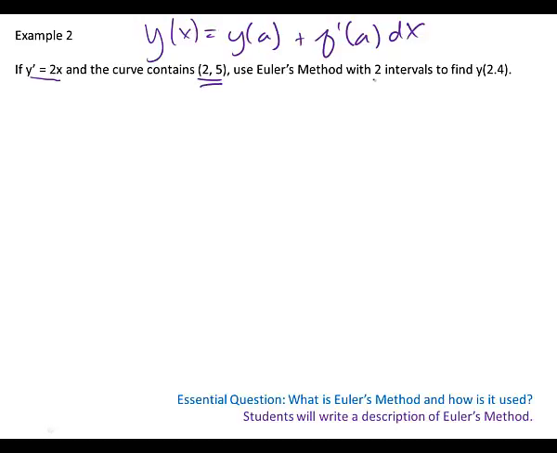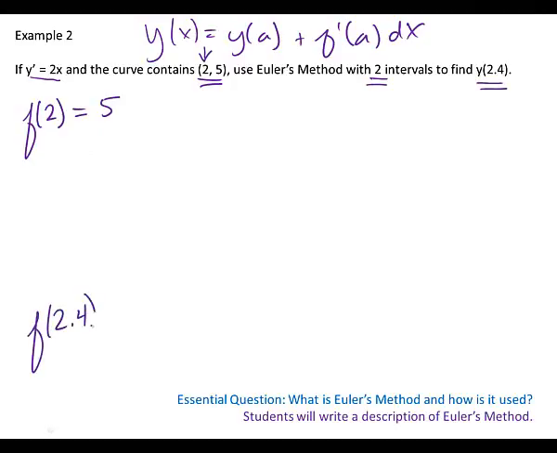All right? How many steps am I going to do? 2 steps, and they want me to land at 2.4. So where is the x value that we're starting at? So I would probably rewrite it as f of 2 equals 5. I know somewhere down here in 2 steps I have to get to 2.4. What's in between those two? 2.2.